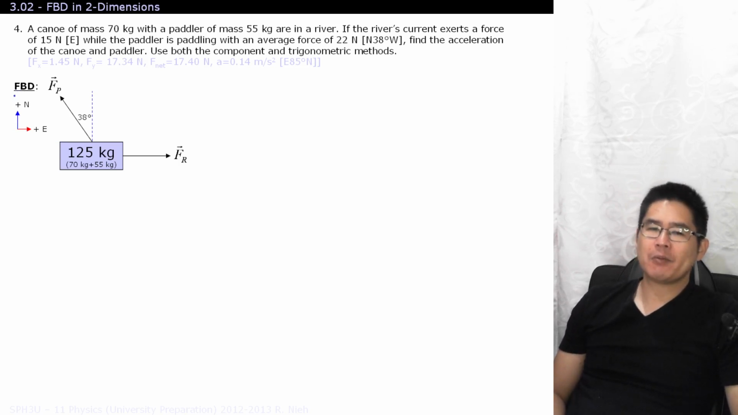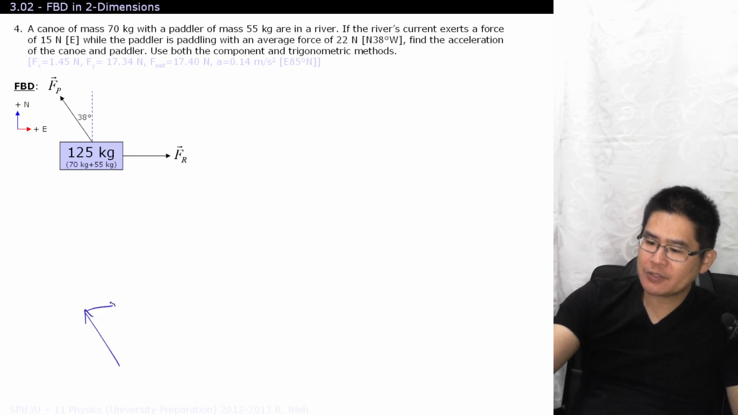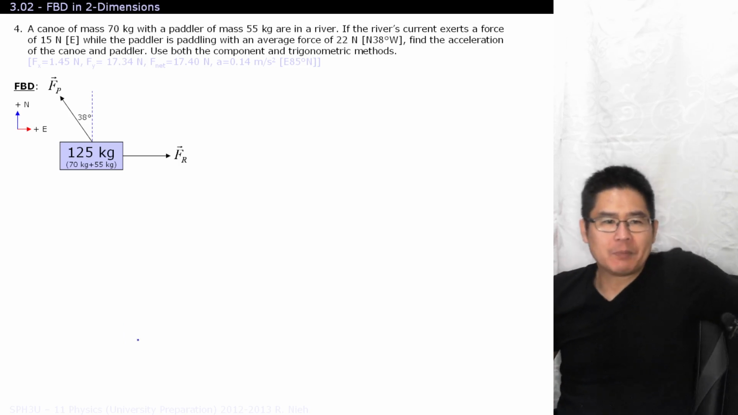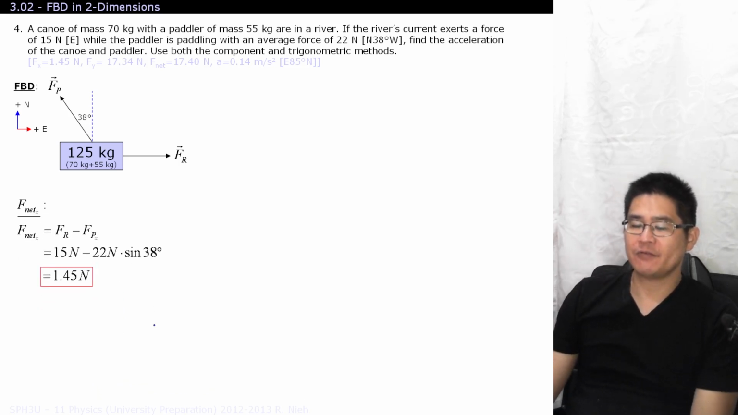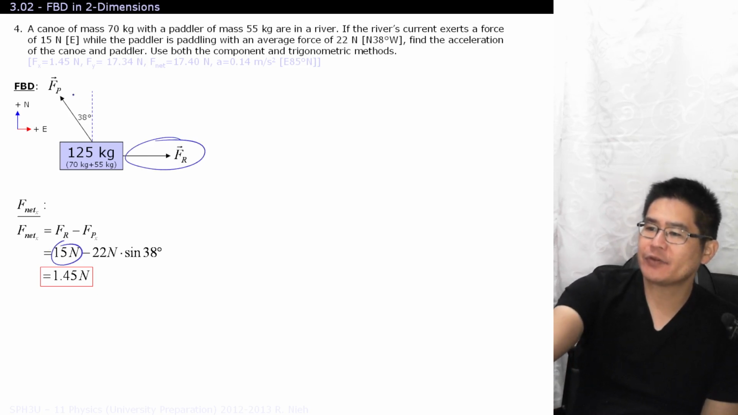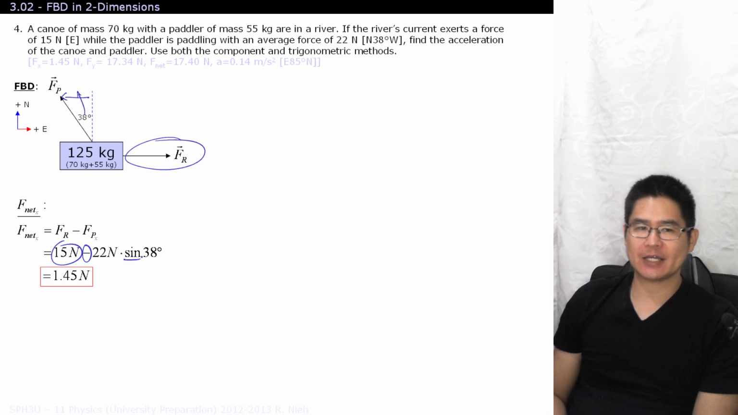I'd still recommend just using the component method. I'll leave the trigonometric method as a personal exercise for you, where you're just connecting them from head to tail. So you have vector 1 plus vector number 2, and solve for this mystery meat. But by component method, we first want to solve for the x dimension. The force of the river, we don't need to break down into components. It's just 15 newtons. As for the paddler, you'll notice that FP is in the opposite direction. That's why it's a minus sign, and 38 degrees is far away from that component. That's why we're doing the sine of 38 degrees.